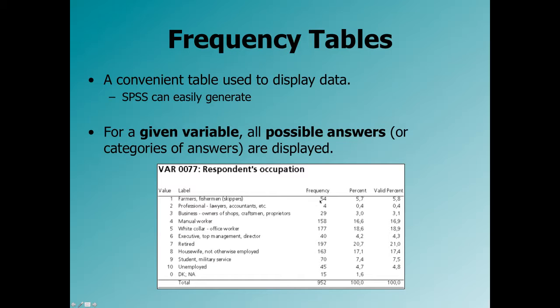Then you take that frequency and you turn it into a percent. You want to find out, of all the different occupations, what percent corresponds to farmers, for example, or what percent corresponds to professionals. So you would take the 54, divide it by 952, times 100, and you're going to get your percent.